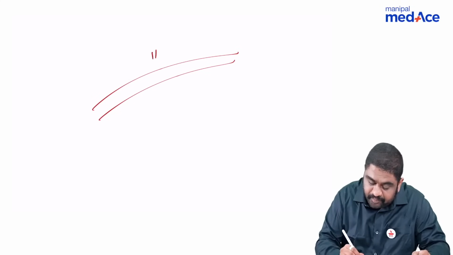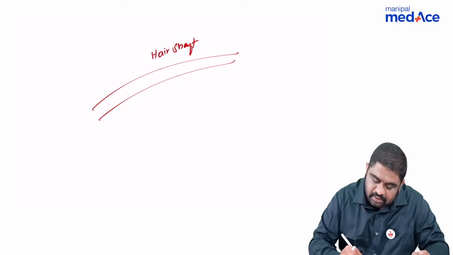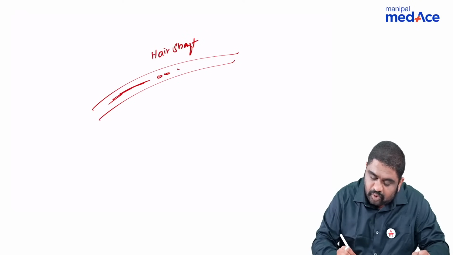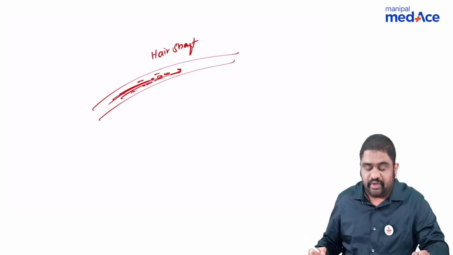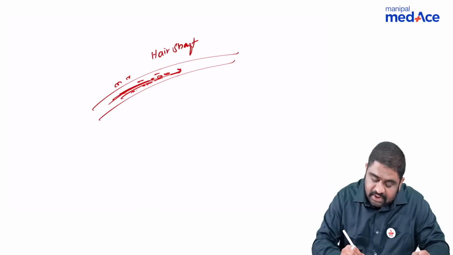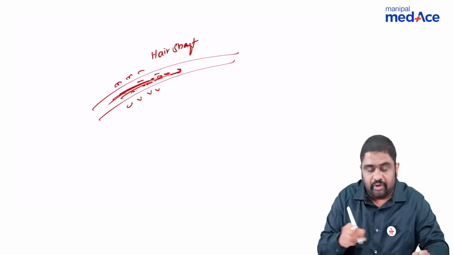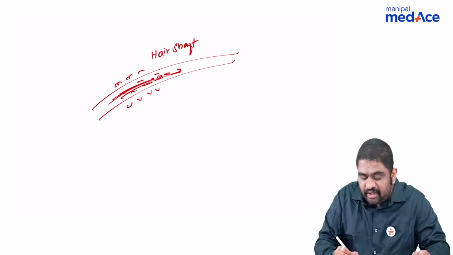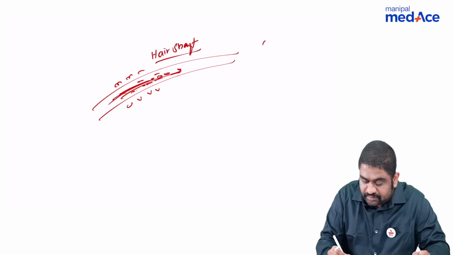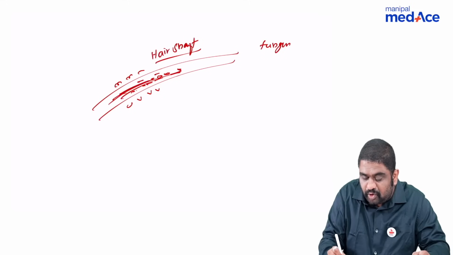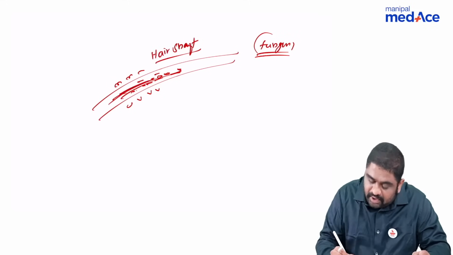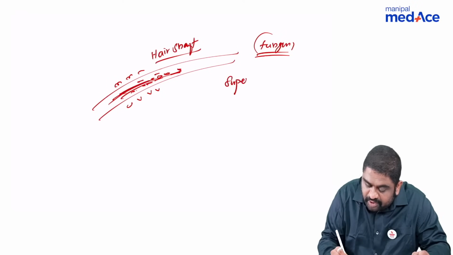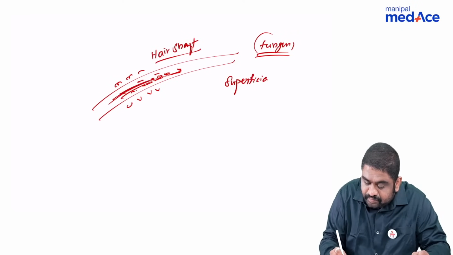Now, students said there was one more confusing MCQ where there was a picture based on a hair shaft. Some students said some spores were present in the hair shaft, in the center of the hair shaft. Some people said they were present outside the hair shaft, not inside. Remember, if the fungus is known to attack the hair shaft, it has to be a superficial mycosis causing fungus.